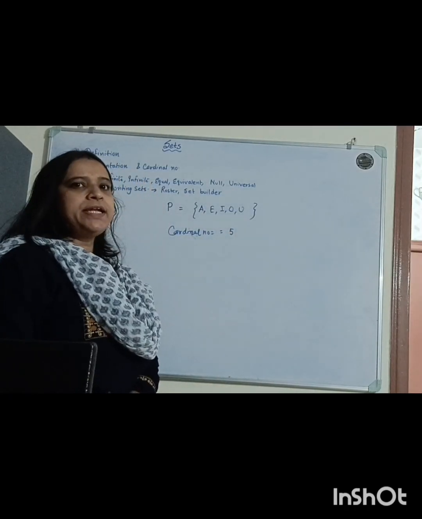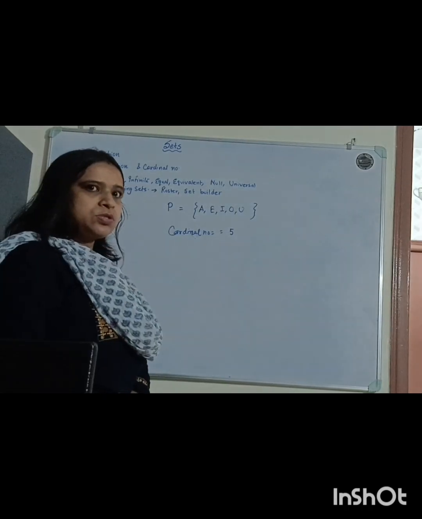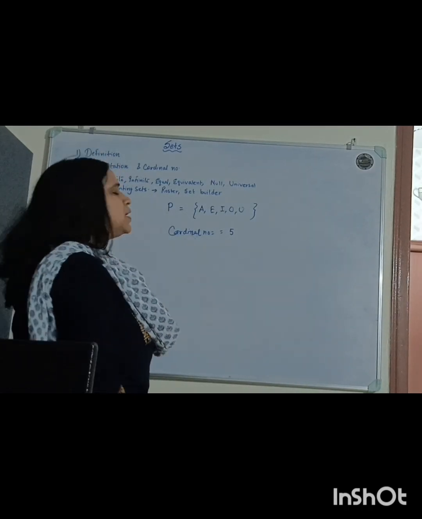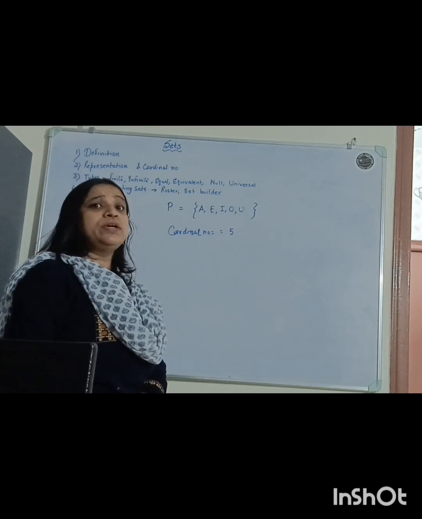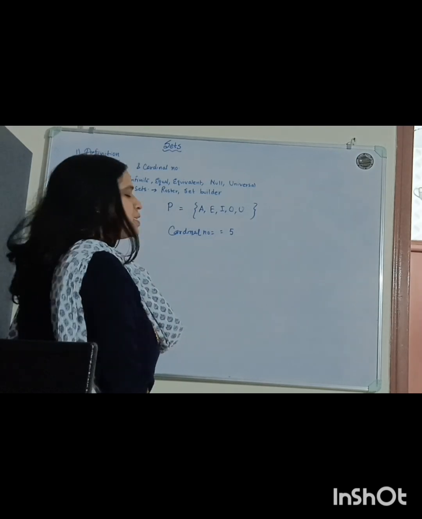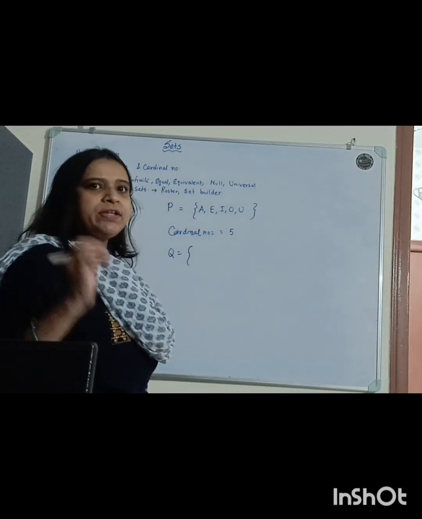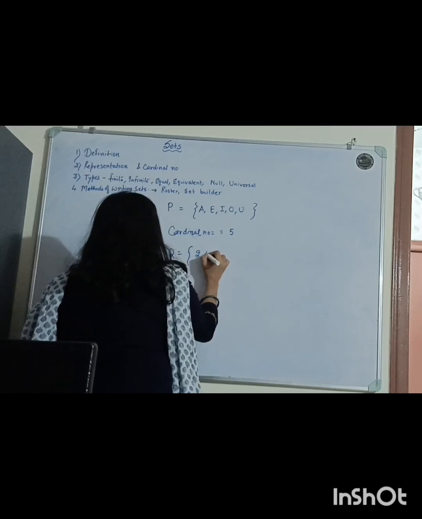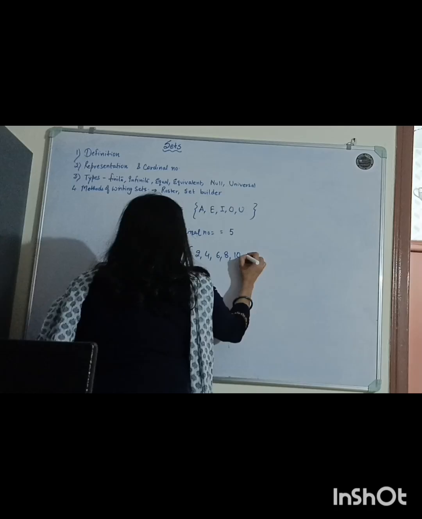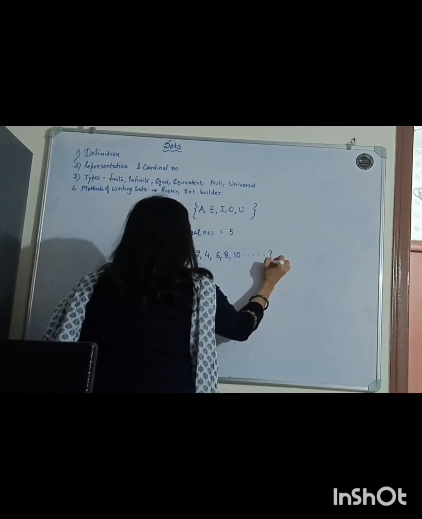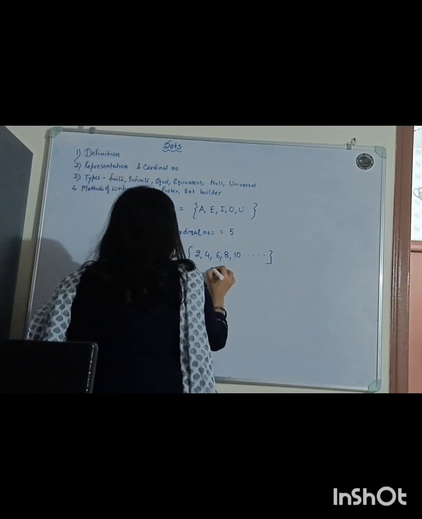Now every time it is not possible to count the cardinal number of a set. Why? Because some sets are endless. Suppose I ask for the collection of all even numbers. There is no end of even numbers. So how will we write this? Suppose I write Q equal to the even number collection: 2, 4, 6, 8, 10. Now there is no end, so we put these dots. That means they are endless. And this kind of set is called an infinite set.